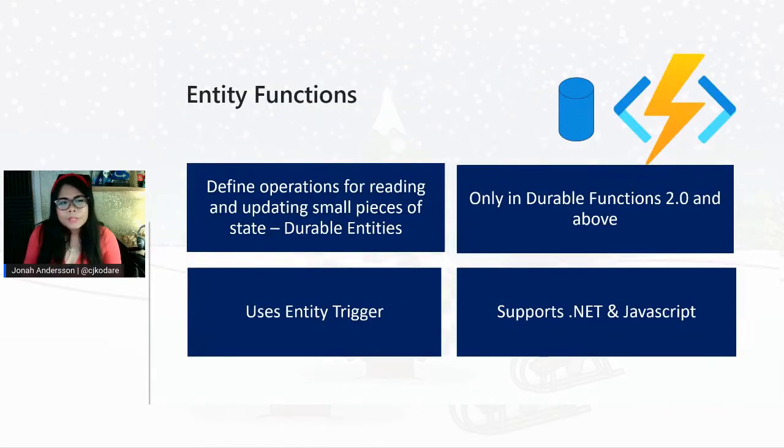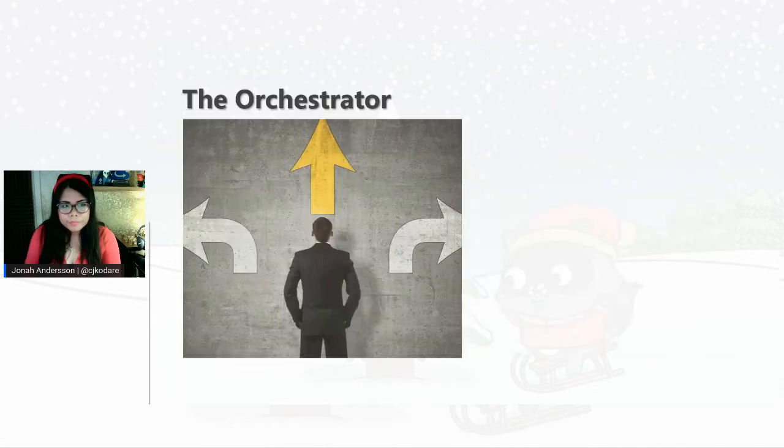And there's also another type called entity functions, commonly used for defining operations for reading and updating durable entities. And it uses a special type of trigger, which is the entity trigger. It is supported from Durable Functions 2.0 and supports .NET and JavaScript.